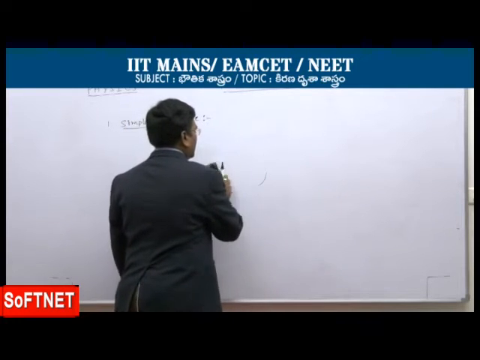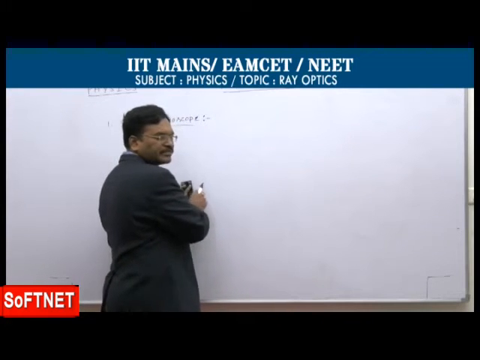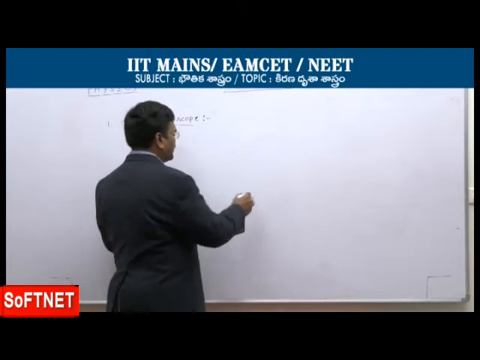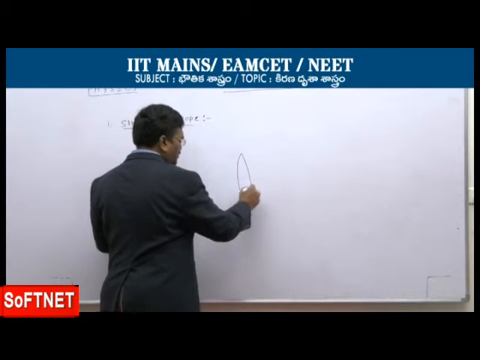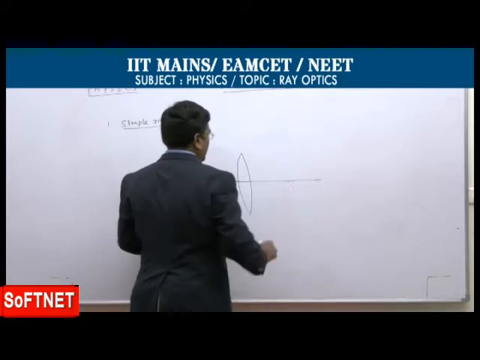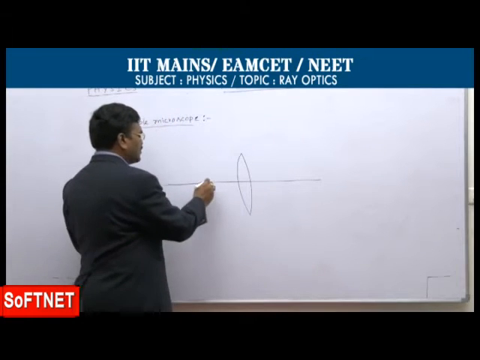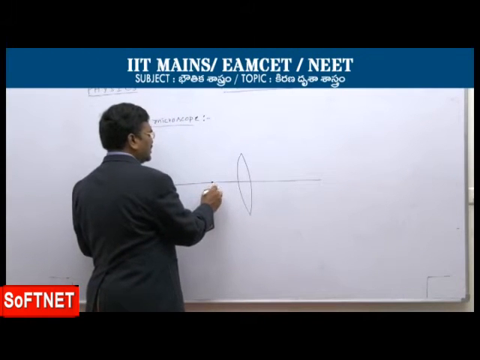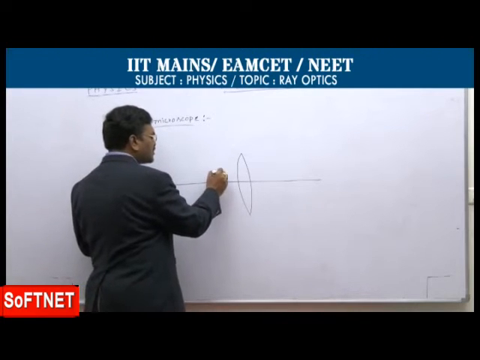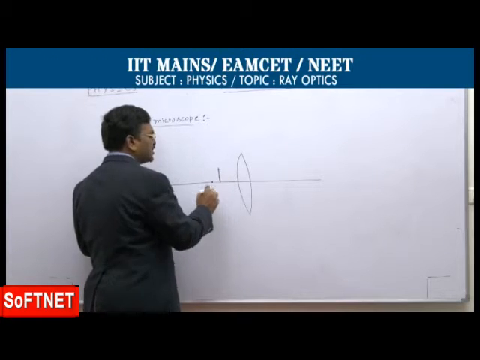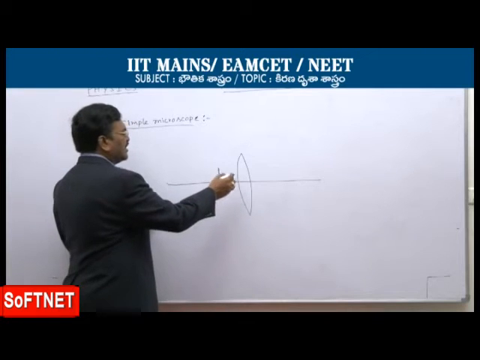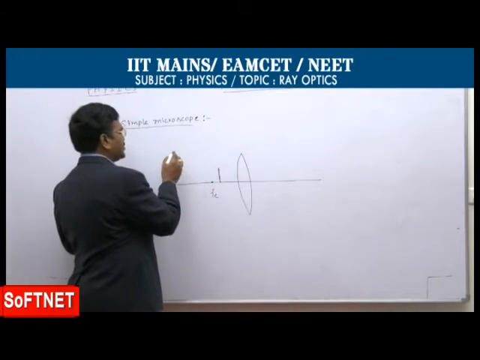Already I told you that it is a short focus convex lens fitted in a metal frame. Now this is the short focus convex lens, and this is the focal length. The object is placed within the principal focus of the convex lens. At that time, the lens forms the image.